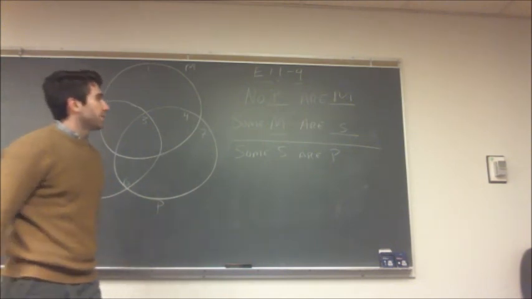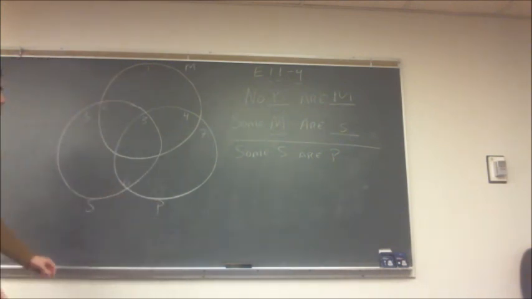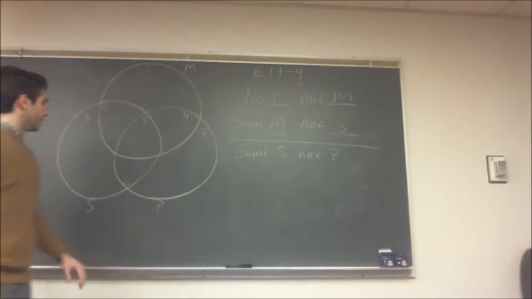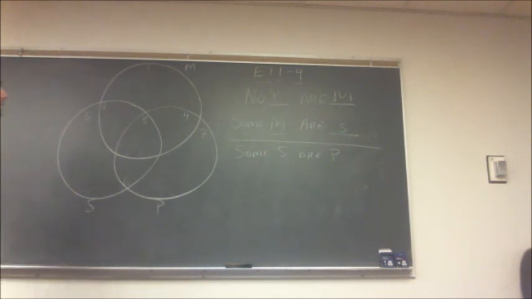Now the question is whether or not this is valid. So we're going to come over here and we're going to diagram it. I've already set this up. Remember that the circle on top is M, lower left-hand corner is S, lower right-hand corner is P. And I've labeled these as well, 1, 2, 3, 4, 5, 6, 7. Hopefully that shows up on the video.